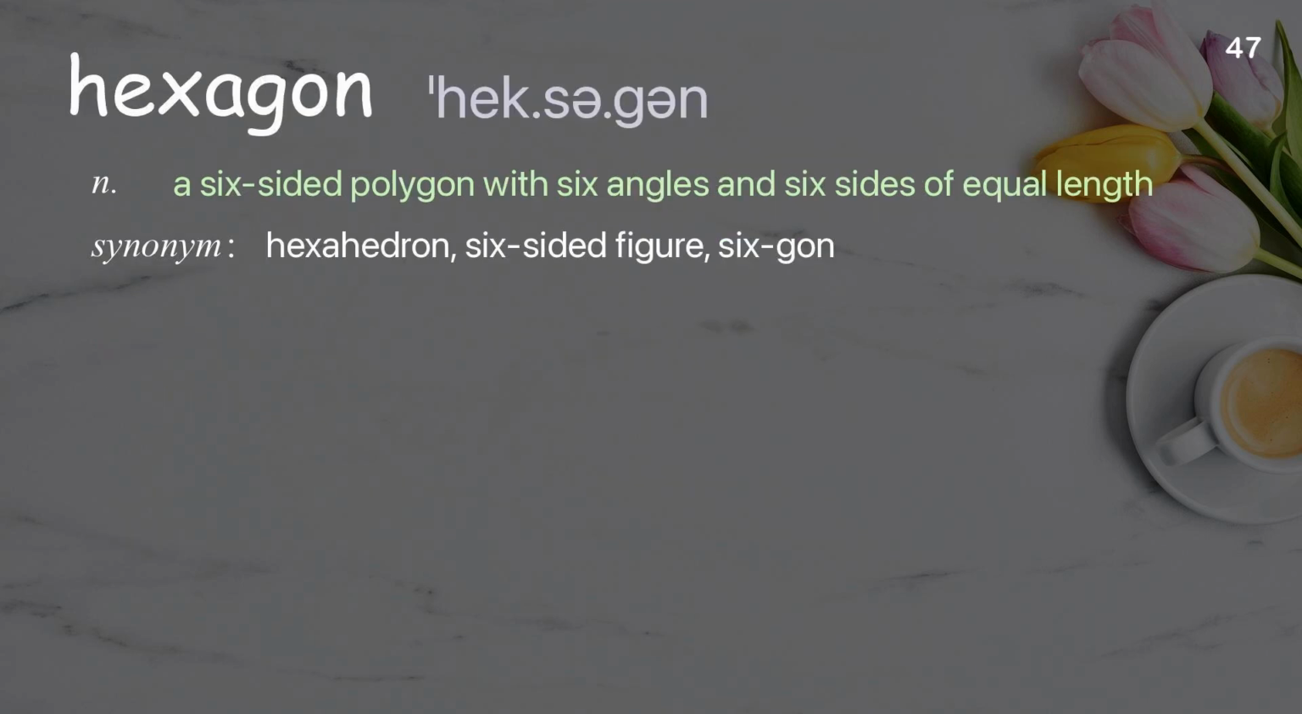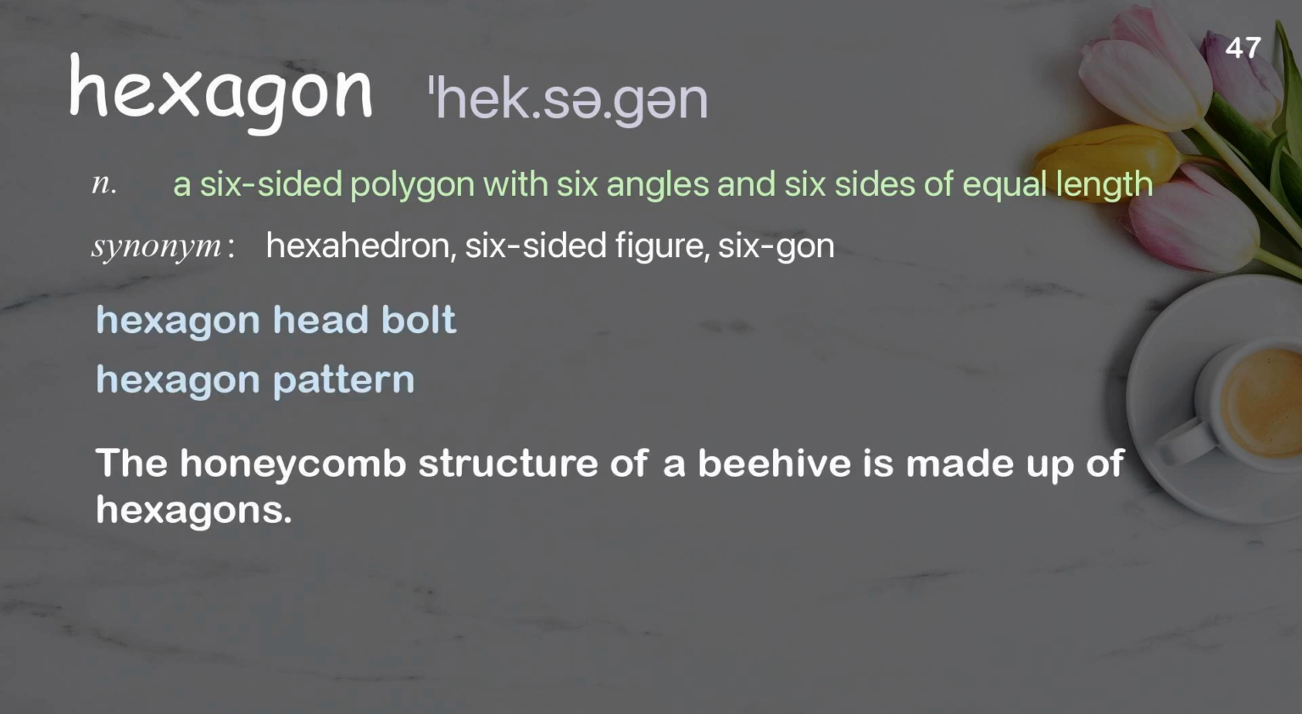Hexagon. A six-sided polygon with 6 angles and 6 sides of equal length. Examples: Hexagon head bolt. Hexagon pattern. The honeycomb structure of a beehive is made up of hexagons.